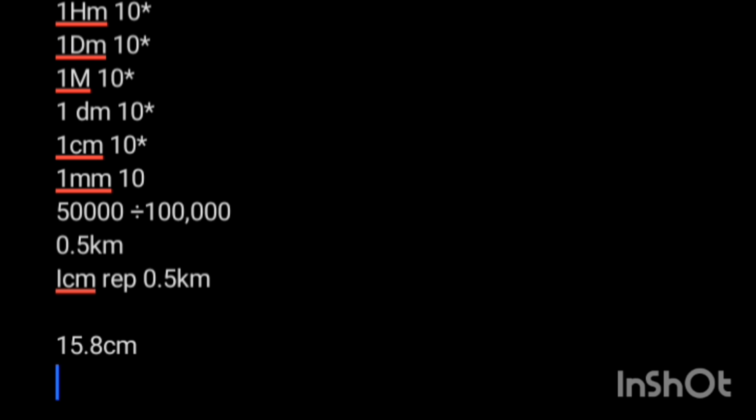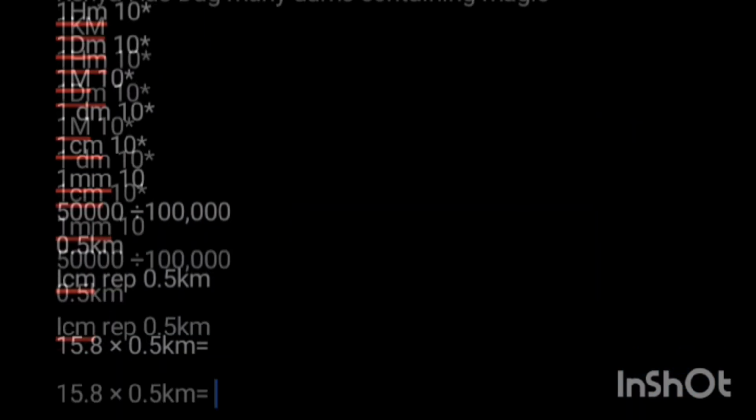So it would be 15.8 times 0.5 kilometers over 1 centimeter. Yeah, so the centimeters will cancel out and you shall have 15.8 and 0.5 to give you 7.9, as shown here. Okay, so this is 7.9 kilometers.